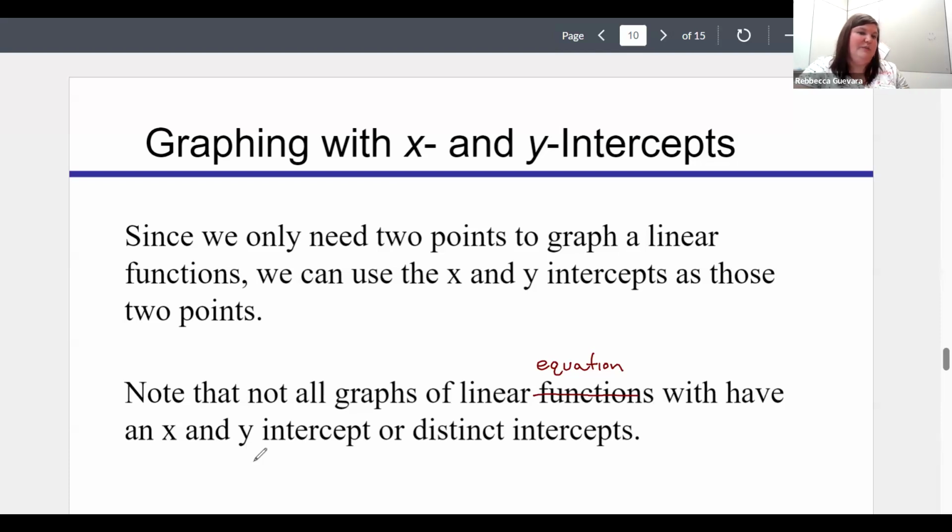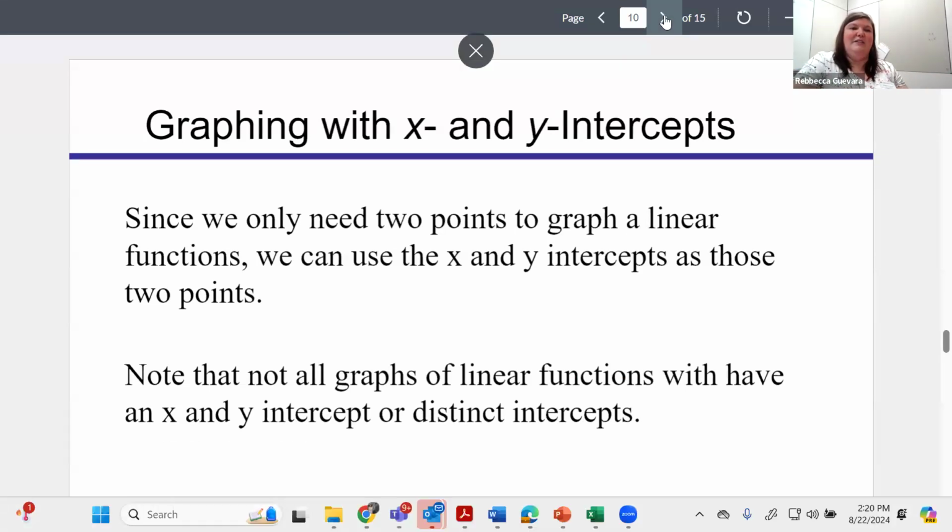So the distinct intercepts, if you remember, we had those graphs before where we passed right through the origin. And we said that origin at (0, 0), well, that's where x is 0 and that's where y is 0. That means that both the x and y intercept are exactly the same. So sometimes we don't have an x and a y intercept, and sometimes we don't have two distinct x and y intercepts. There are places where it falls apart as a good method for graphing. That's why we have several methods.